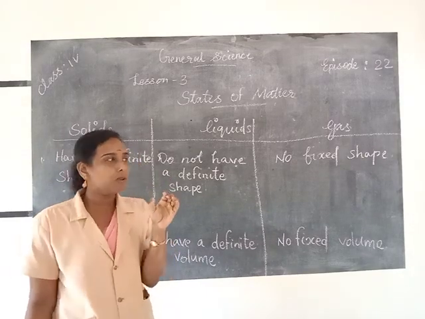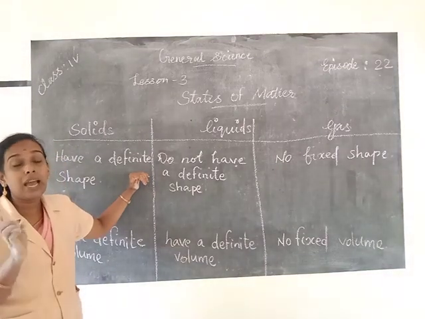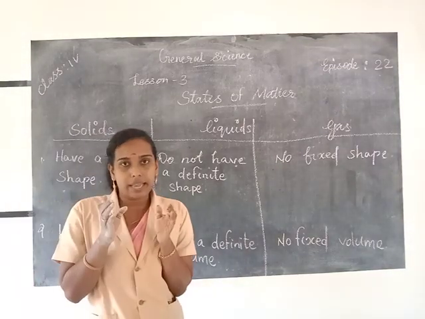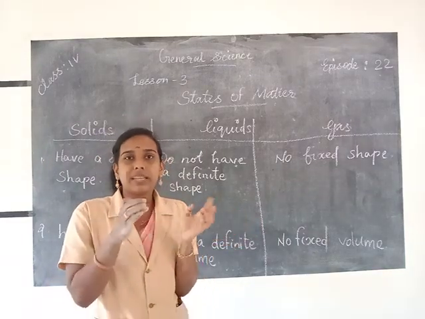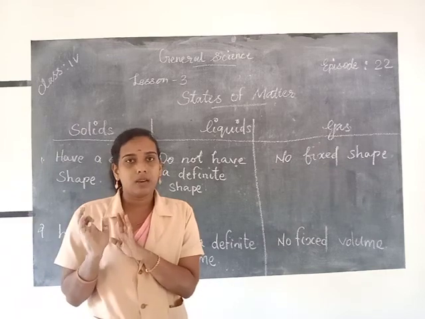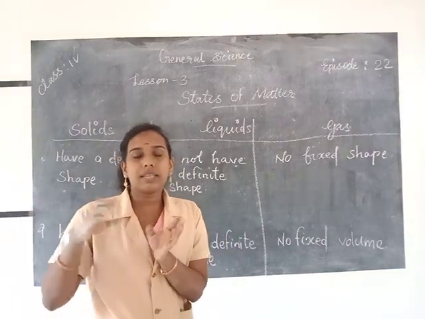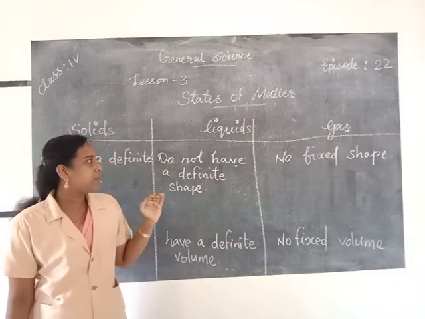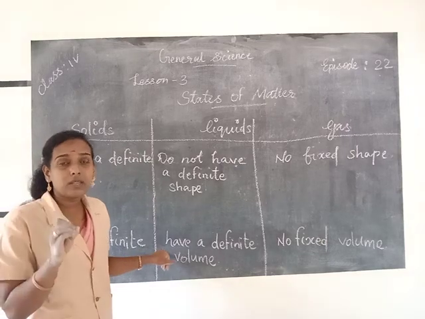And next is liquids, and in liquids the molecules are loosely packed, and there are some spaces between the molecules, and they do not have definite shape, and they take the shape of the container. For example, if you take some water in a bottle, then the water takes the shape of the bottle. Then if you take the water in another container, then it takes the shape of that container. Which means they do not have definite shape, but they have definite volume.